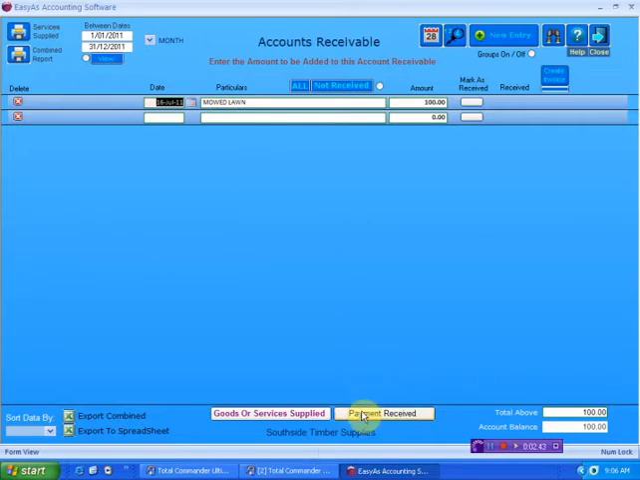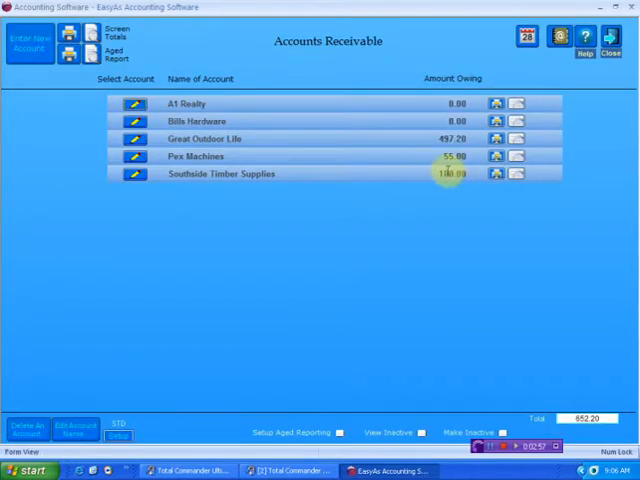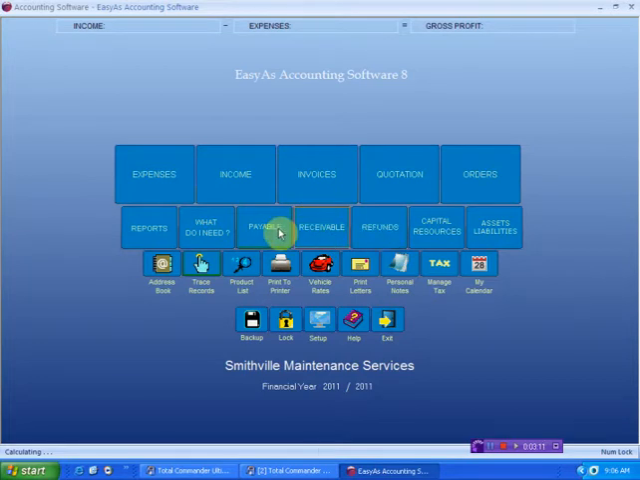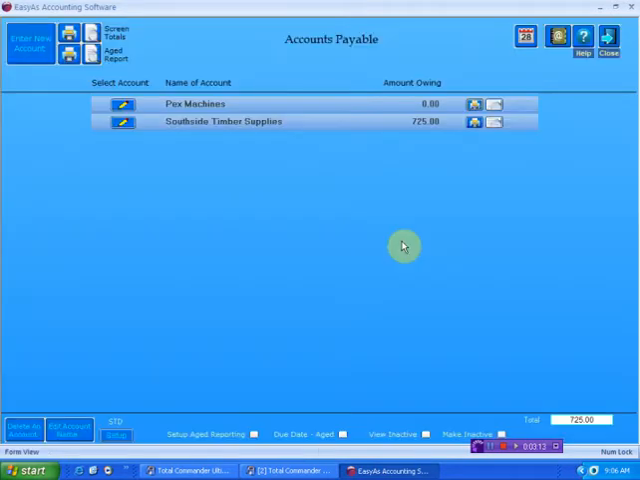If I look on this, click this here, this side is money payment received. So for accounts receivable, you would enter the amount of money that they've paid you as they pay you, and that would reduce the account. And as you go along, you'll see as a quick review how much money you're owed. So in accounts receivable, you're seeing here that Great Outdoor owes you that amount of money, Pex Machines owes you this, and etc. And if you look at accounts payable, it does the same thing. It shows you how much money you owe someone else.